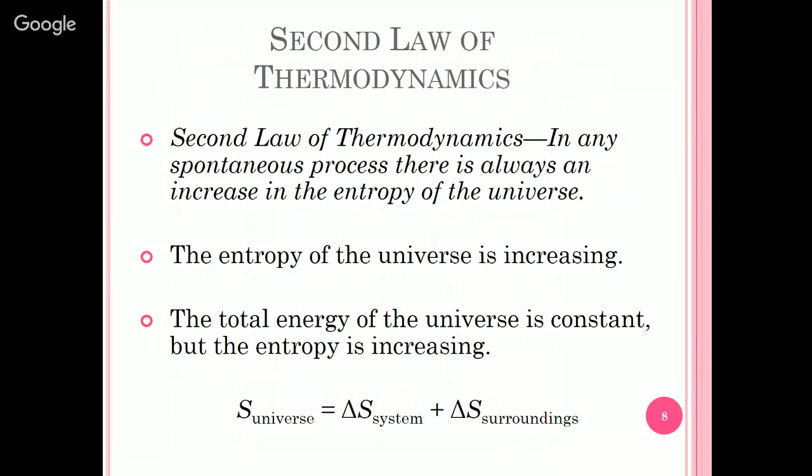The second law of thermodynamics says that there's always going to be an increase in the entropy of the universe. Always. So the total energy of the universe is constant, but the entropy is always increasing. So delta S of the universe equals the change in entropy of the system plus the change in entropy of the surroundings. One of these might be going down significantly, but that means the other one has to go up just as much and then a little more. So energy is constant, entropy always goes up.